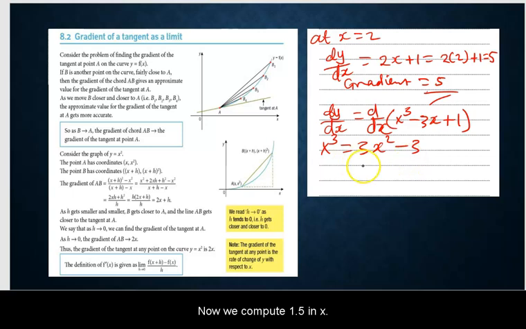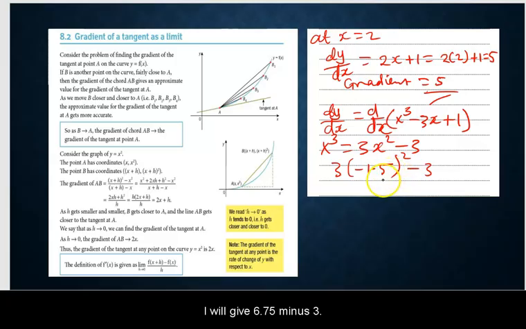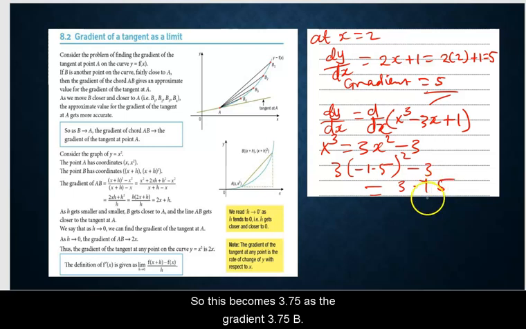Now we can substitute -1.5 for x. So we are going to have 3 times (-1.5) squared, minus 3. If you compute this, you will get 1.5 squared is 2.25, times 3 will give us 6.75, minus 3. So this becomes 3.75 as the gradient.